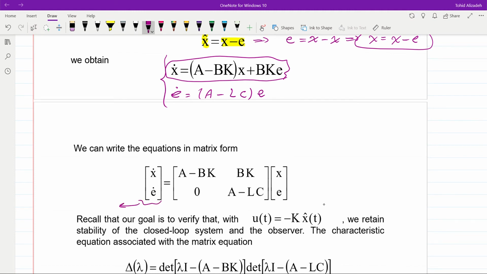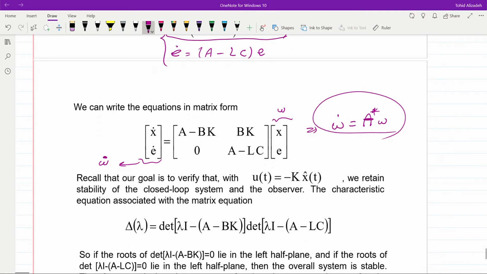Here we can say that, instead of x and e, we can use another variable like omega, and we can say that omega dot is equal to A star times omega, which is a system in the state space representation indeed.